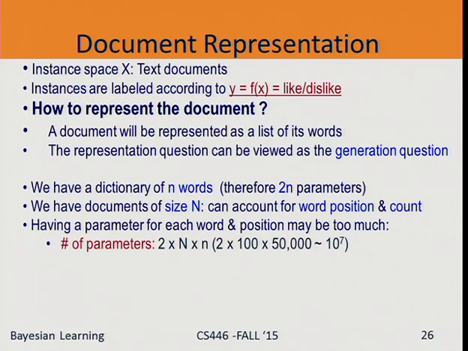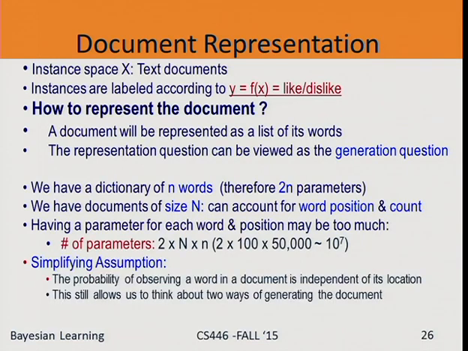Now, you could have other representations that do take count into account and do take word position. You're going to have a lot more parameters, right? If you think about how many parameters you need to represent positions, you'll have to say something about the length of the document and then the position. You're going to have a lot more parameters. So we're definitely not going to take position into account. At some level, in one of the models, we're going to take count into account.